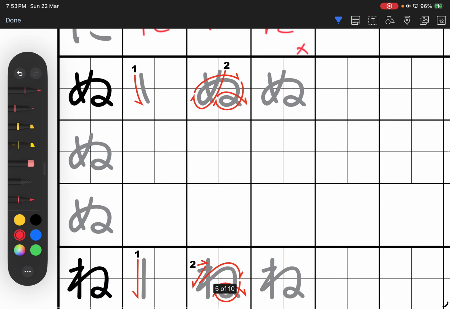Next we have nu. Nu. We do a slanted stroke, and then starting from the other side, we do a loop, and then we do another small loop. So please make sure you have space in between all the strokes. There's like pockets of space. They are not stuck together. Alright, one more time. Nu. I'll give you more time to practice this. I think it's quite difficult.